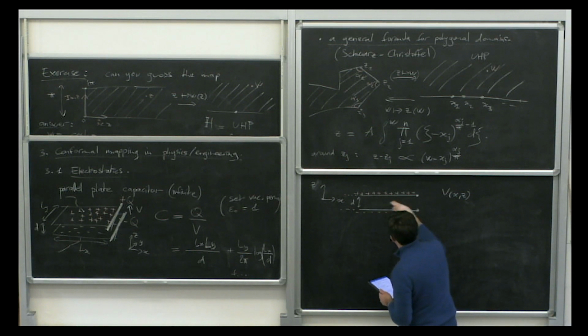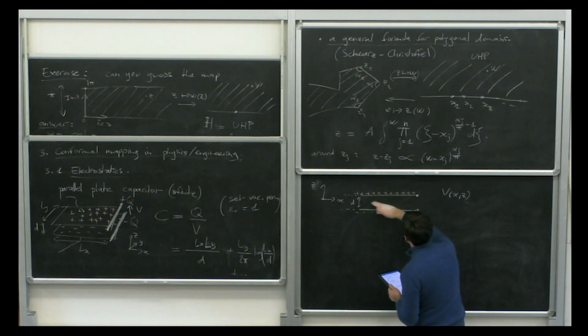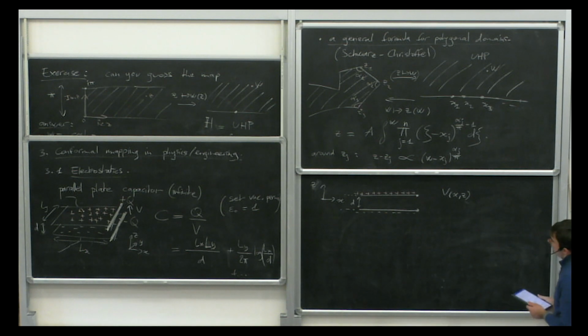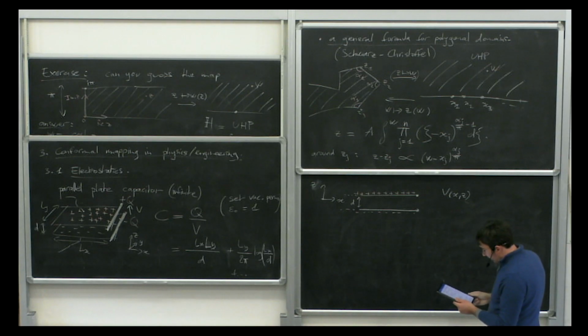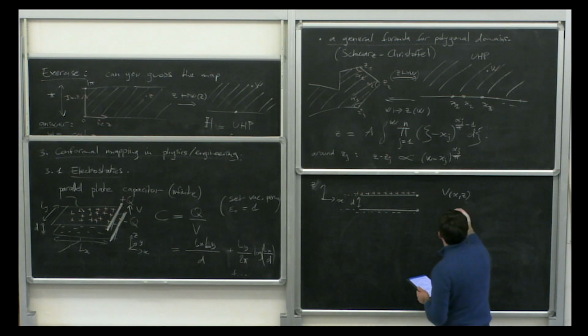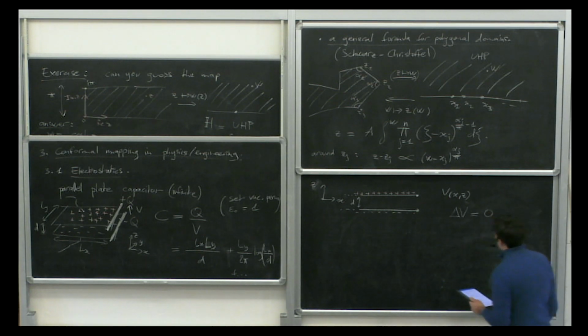So the potential in the plane with those boundary conditions: we have two perfect conductors here, the top plate and the bottom plate, and we want to know the electrostatic potential. And what do we know about the electrostatic potential? We know that this satisfies the Poisson or Laplace equation. So the Laplacian of V is 0.